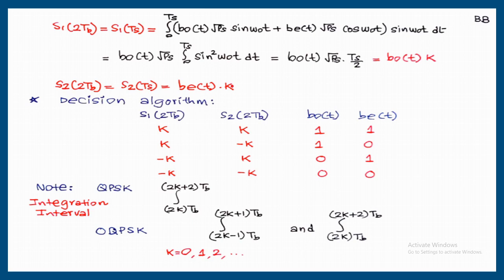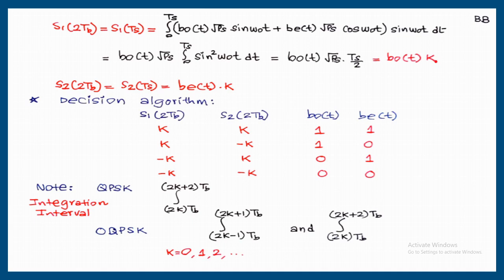So the first switch output is proportional to the odd bit, and the second switch output is proportional to the even bit. And we know these voltages are always plus or minus 1. This is also plus or minus 1. So the voltages we are getting at the output of the two switches are plus K or minus K. Now based on this, the decision can be made. If both are positive, that is K, the output will be 1, 1. If both are negative, the output will be 0, 0. Otherwise, the decision will be 1, 0 or 0, 1.